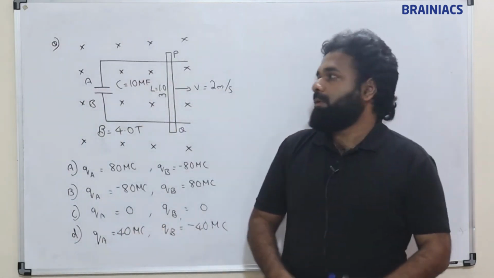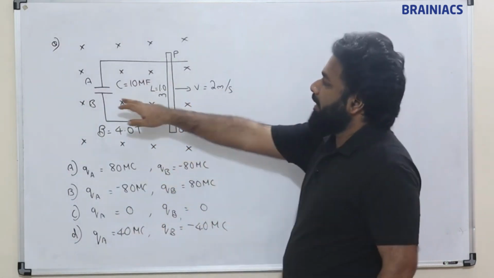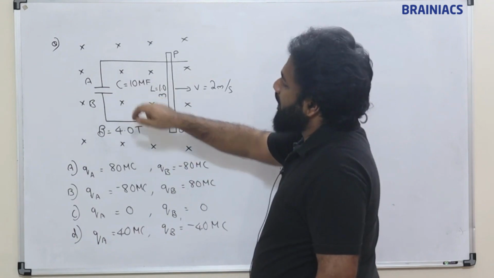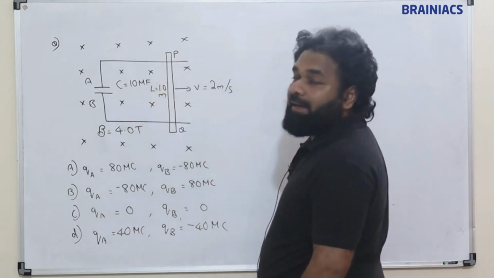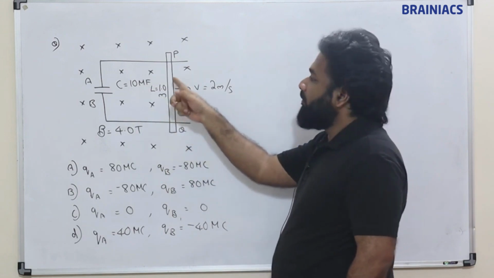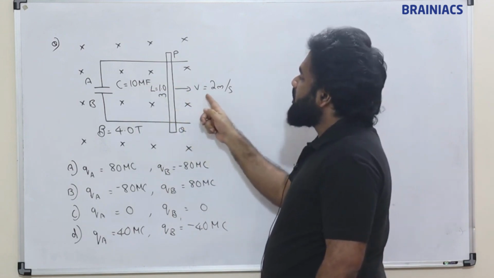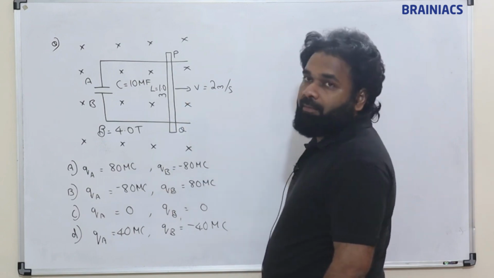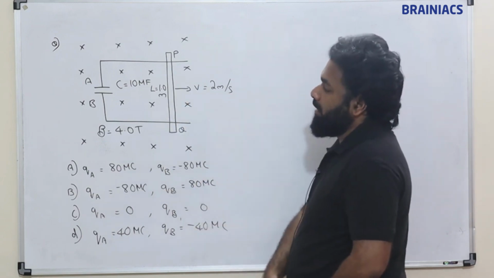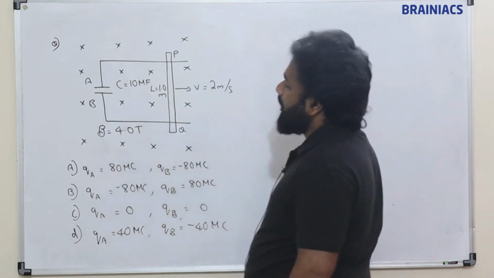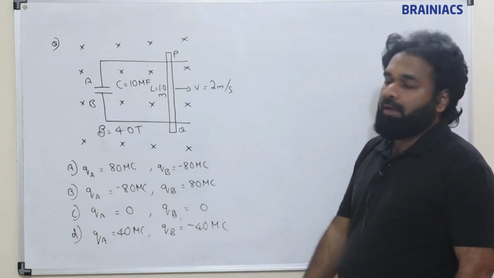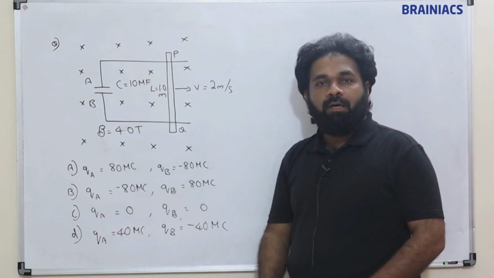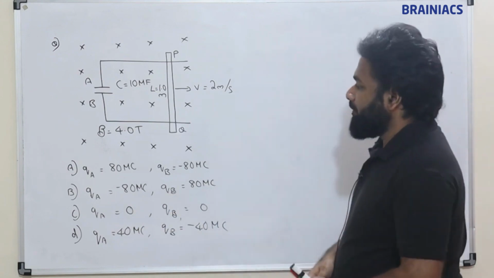Take this question, students. So here a capacitor is connected, its value is 10 microfarad. A rod of length 1 meter is moving with a constant velocity of 2 meter per second. Magnetic field is given as 4 Tesla. Now these are the options given. What will be the charge on the capacitor?